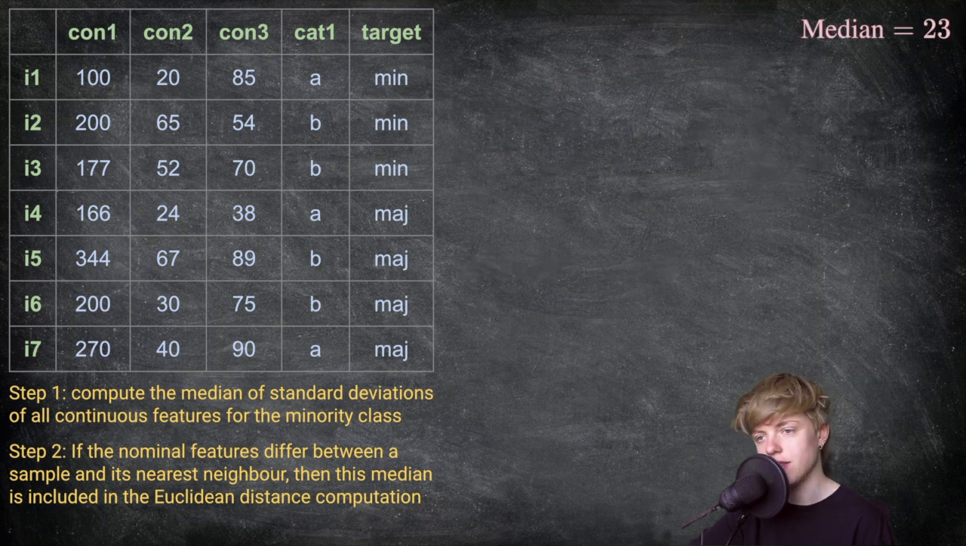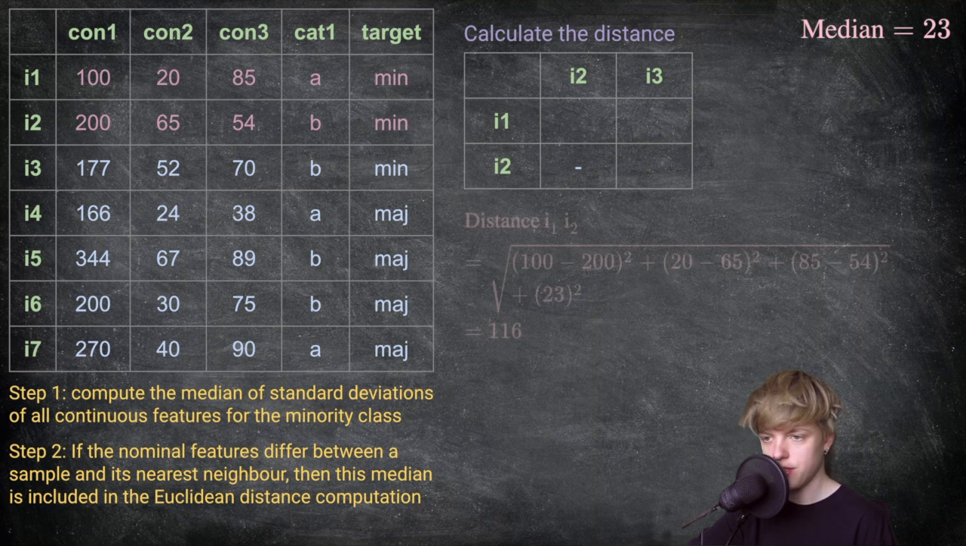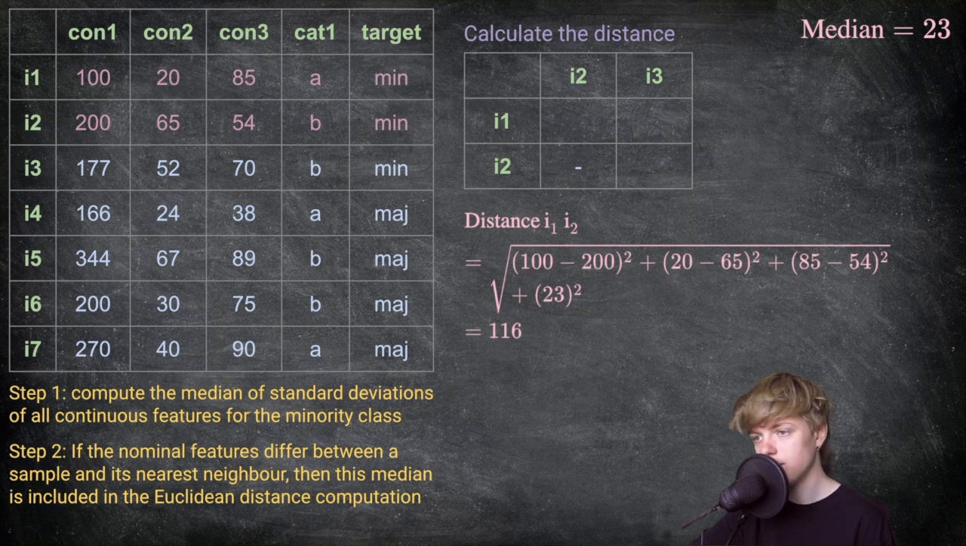So let's calculate the distances. As you can see, the distance starts off as a Euclidean distance computation. But at the end, we added 23, which was the median. This is because there is a difference in the categorical 1 values for I1 and I2. I1 has value A and I2 has value B.